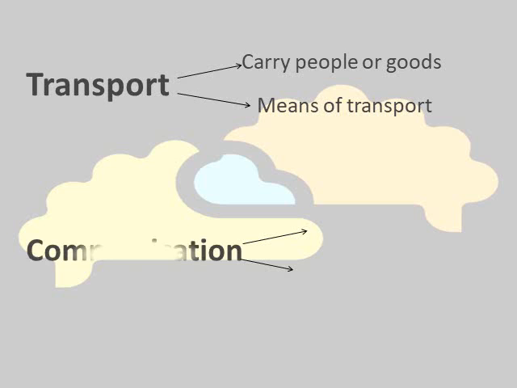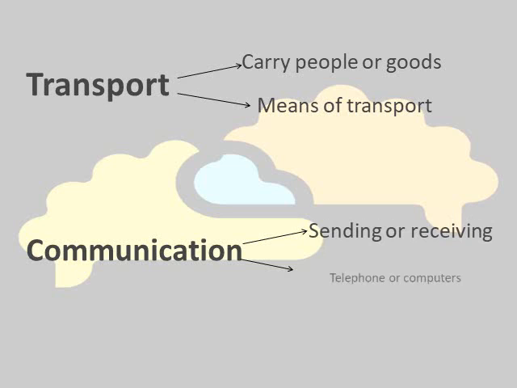The second most important term here is communication. So what is communication? Communication is the means of sending and receiving information such as telephone and computers.